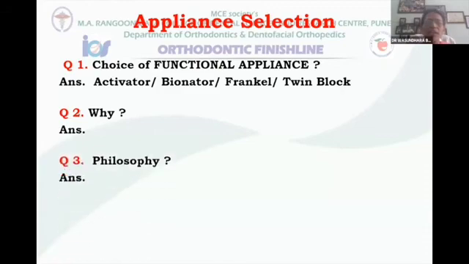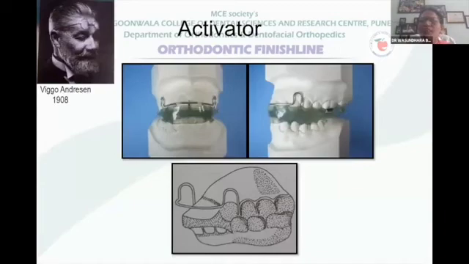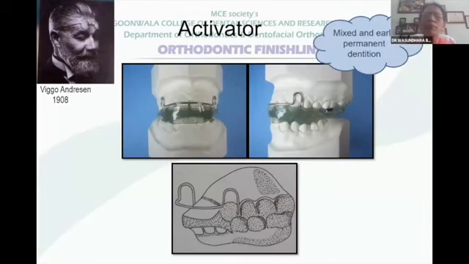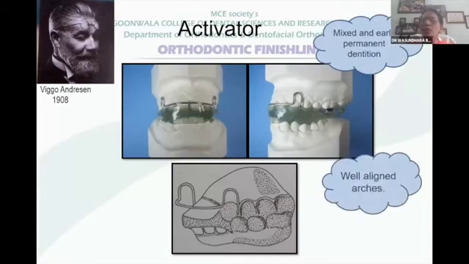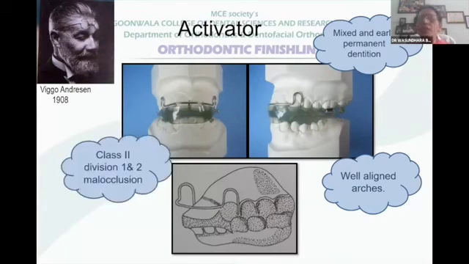Therefore, it is the philosophy of the appliance and the mode of action. So I'll just brush up your knowledge, you all know about it. Activators are given in mixed to early permanent dentition stage. It is preferred when the arches are well aligned. When the arches are well aligned, the patient is in a mixed dentition, and when you hand articulate the models no posterior crossbites develop, then you can guide by selective guiding. You can guide the eruption of the permanent teeth into proper interdigitation, and it gives a skeletal correction. So it is given in class 2 div 1 and div 2 cases.